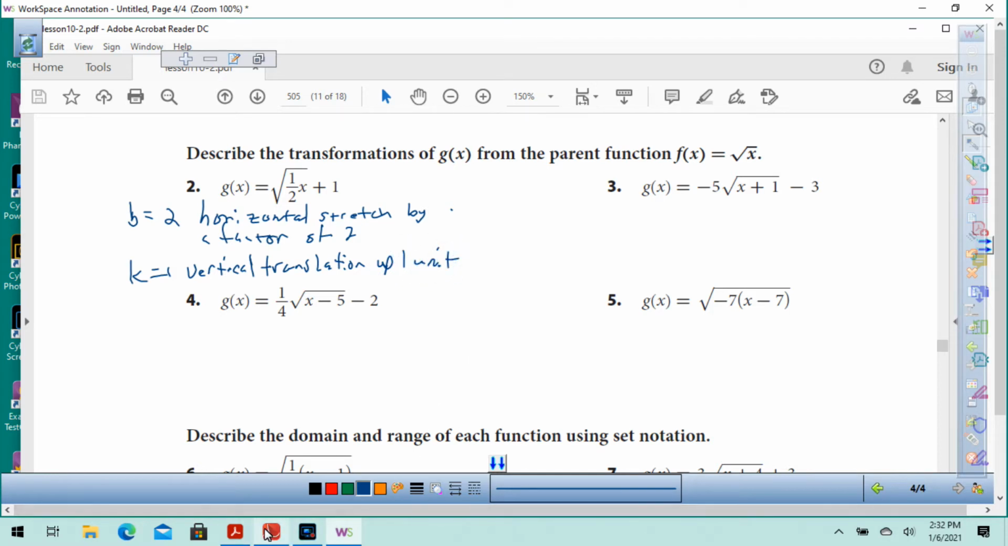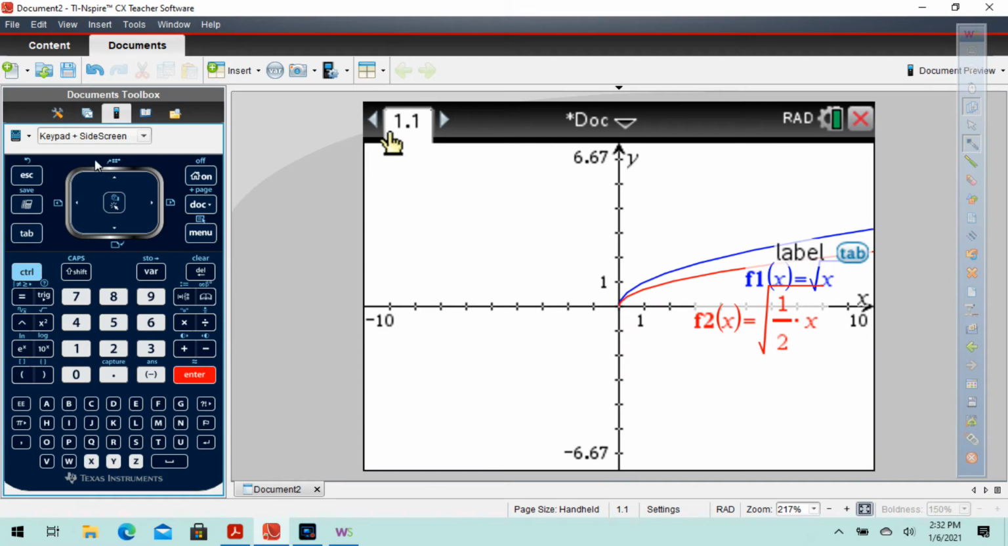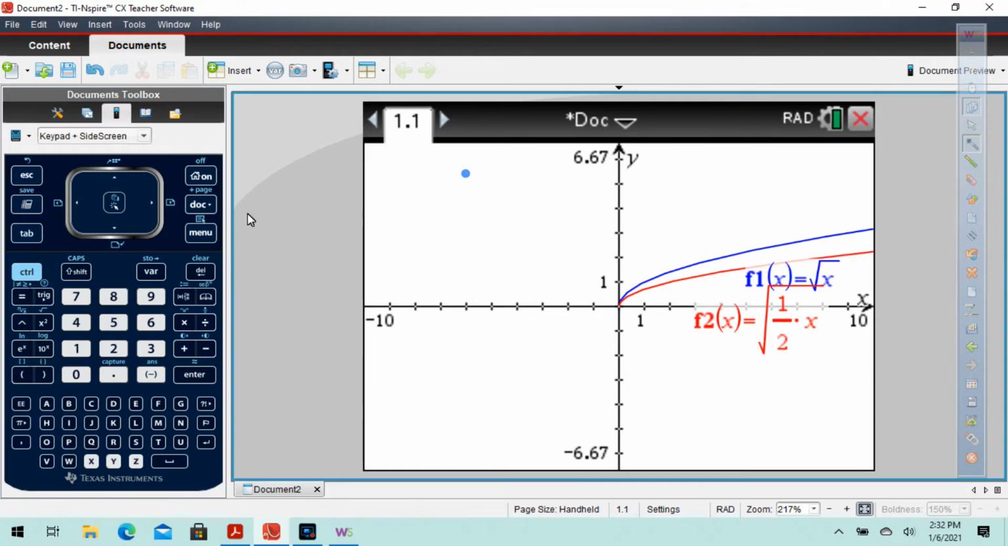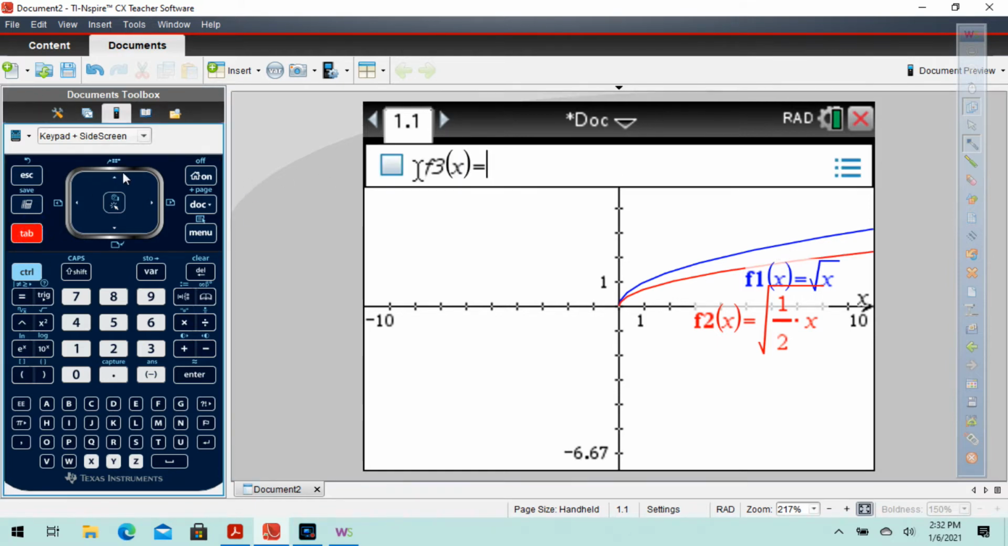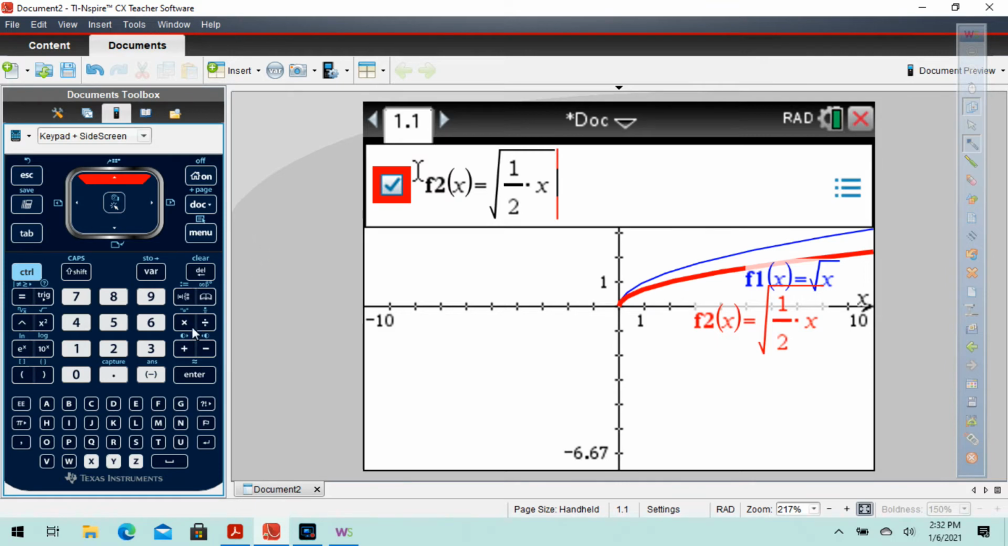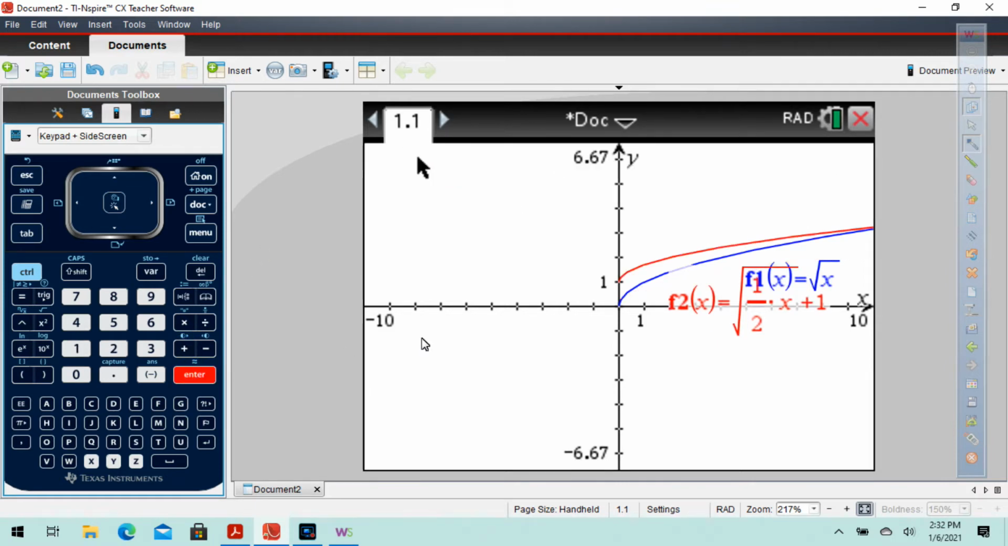And we can test that out on our calculator. One half x, and so I just got to put plus 1. That worked out real well. And see what it did. It moved it up 1 and stretched it out.